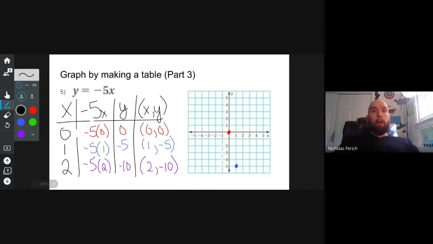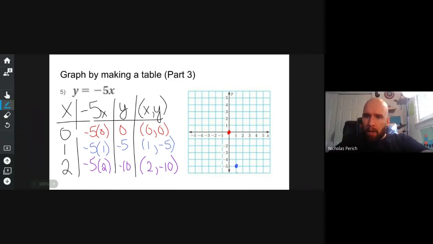Nonsense. Whoever told you those lies are wrong. I have 2 points already. And I only need 2 points to take my ruler and draw myself a straight line. So I'm going to do that right now.